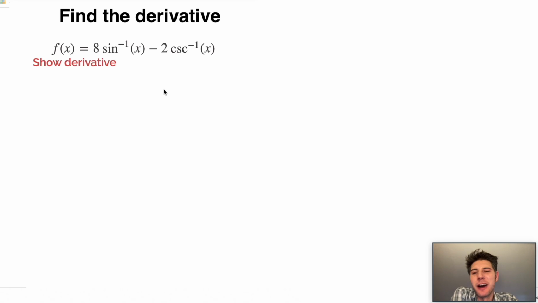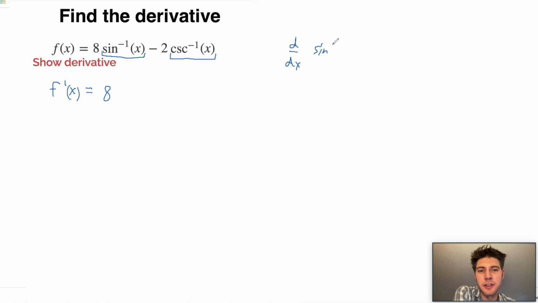Hey guys, so we want to find the derivative of this function, which is a difference of two inverse trig functions. So to take the derivative of this, f prime of x, the 8 is a constant, and now for the sine inverse, and really for the cosecant inverse, we should probably make notes off to the side here, but the derivative of sine inverse is something you'll probably have to memorize, or hopefully your teacher will let you keep a chart in your notes.